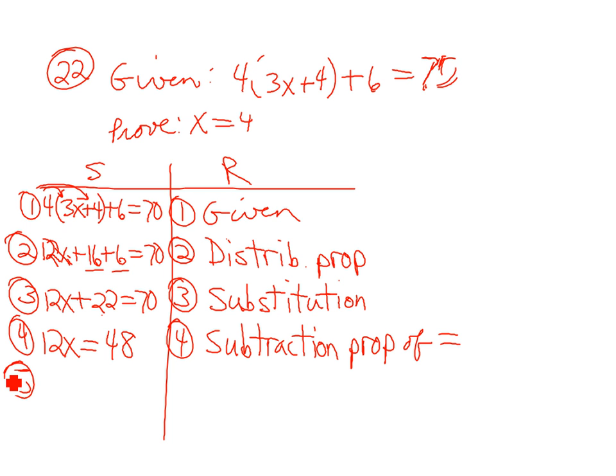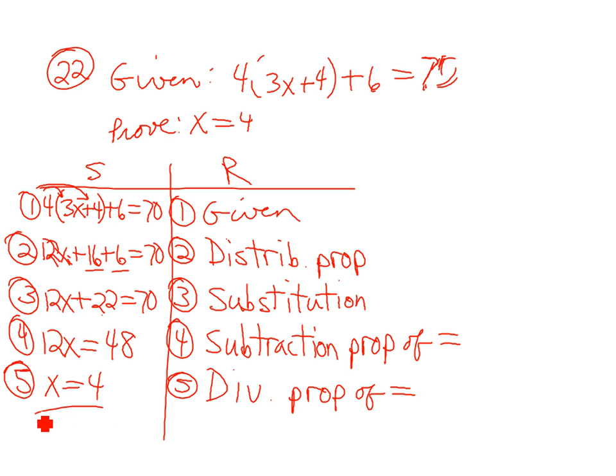Next step, I end up with x equals 4. And what I did there was I used the division property of equality. So 5 steps. That's what we were trying to prove, so we're finished. And that's the review packet. Hopefully if you watch this, it helps you out some, helps prepare you for the test next class.